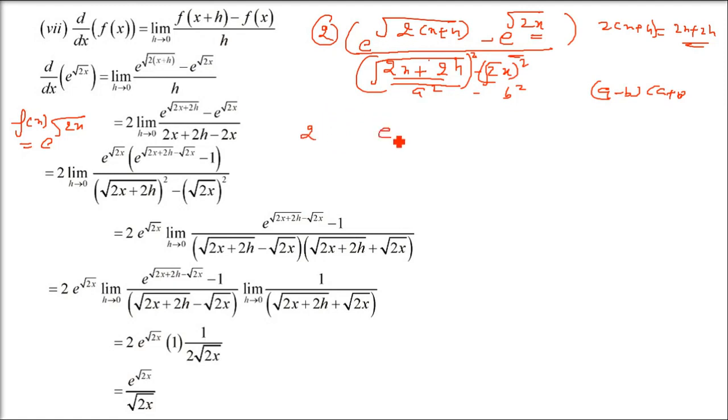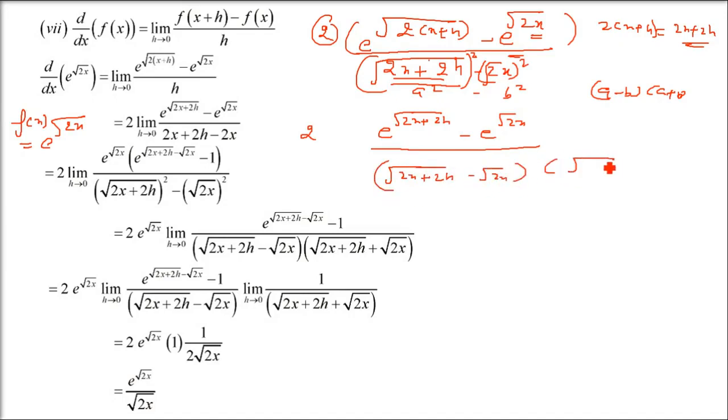So 2 is already there. E raised to under root 2x plus 2h, and then we have minus e raised to under root 2x, and this divided by, now I am writing a minus b, a plus b: under root 2x plus 2h minus under root 2x, and then we have plus, under root 2x plus 2h plus under root 2x. So a minus b, a plus b for a squared minus b squared.